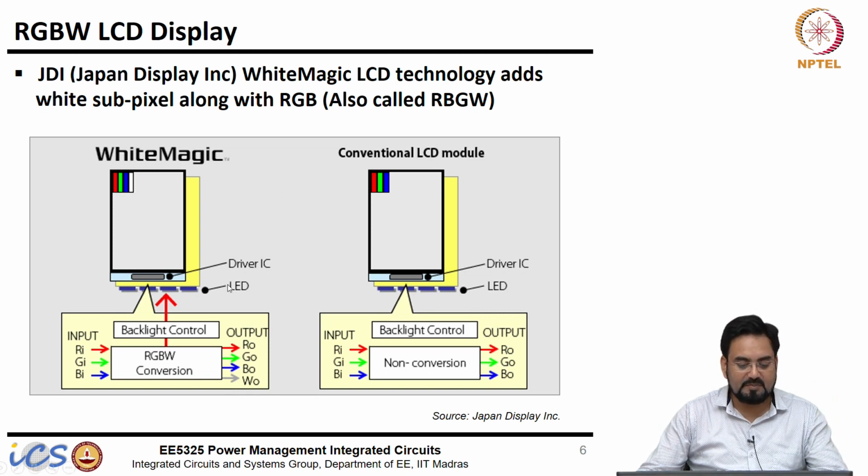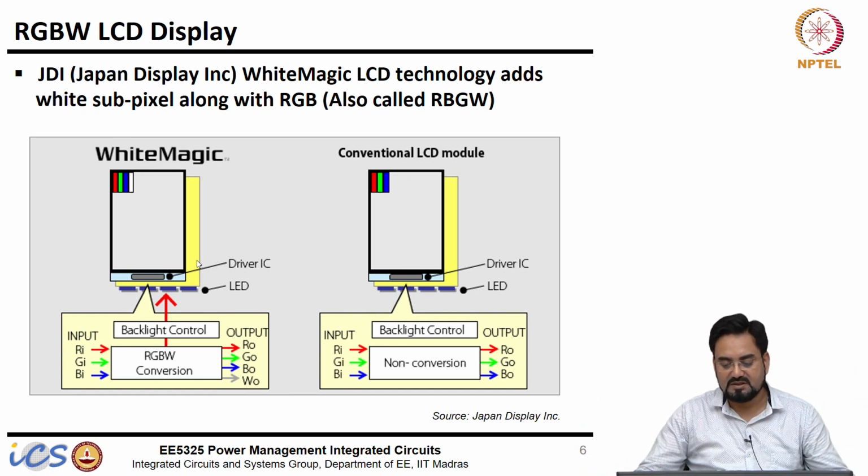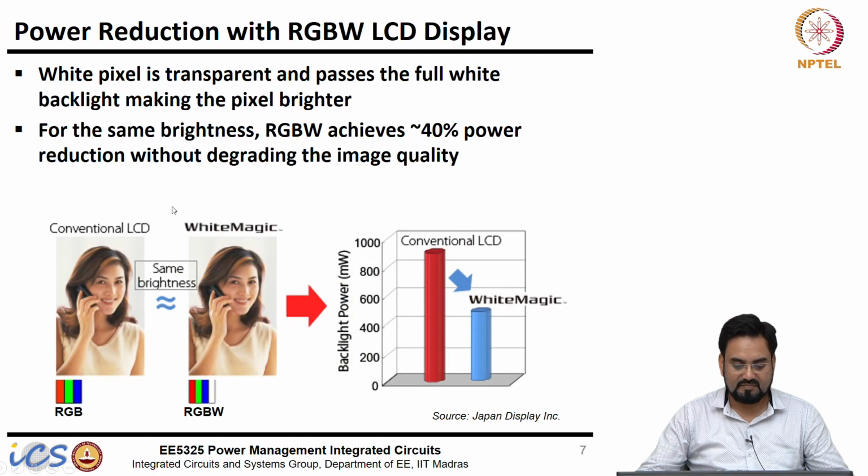So now if I want brightness, and we know this display has a brightness control, instead of turning on all the 3 color pixels at full brightness, I will reduce the brightness of my RGB and turn on this transparent pixel. So the advantage here is that with less current you will achieve the same brightness, or with the same current you can achieve more brightness. So, that is the advantage here.